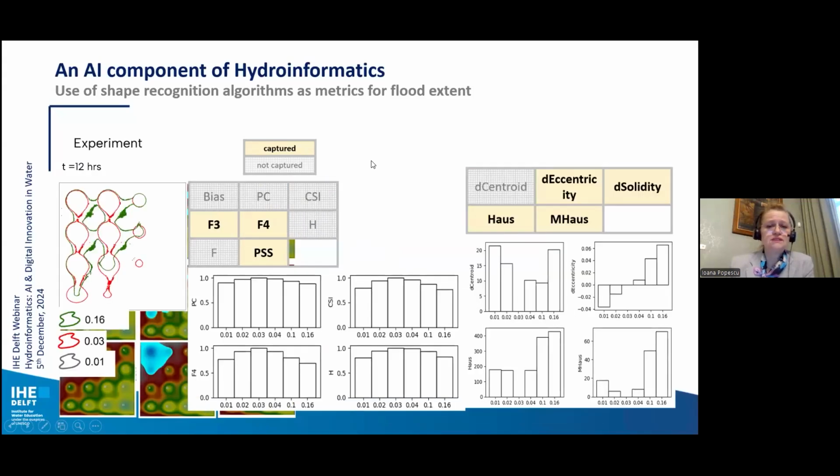As you go in time, you will see that towards the end of the simulation, only three of the eight available classical metrics will capture this characterization of the flood extent, and the other ones do not. While the distance is still capturing very well, it's actually improving as time passes. This was what we tried as an experiment.